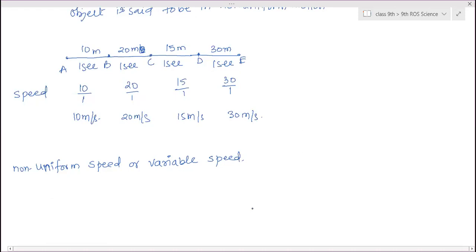Okay. So these are uniform motion and non-uniform motion. The speed in uniform motion is always constant, but speed in non-uniform motion is variable. When the object is moving with a uniform speed, we calculate the speed as equal to distance by time. Now what about the variable speed?